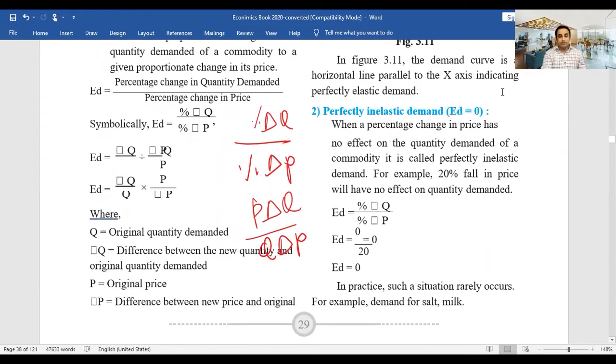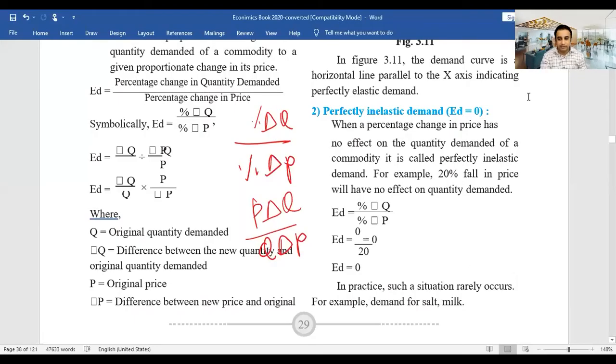Now there are 5 types of price elasticity of demand. First, perfectly inelastic demand. Second, relatively inelastic demand. Third, unitary elastic demand. Fourth, relatively elastic demand. And fifth, perfectly elastic demand.